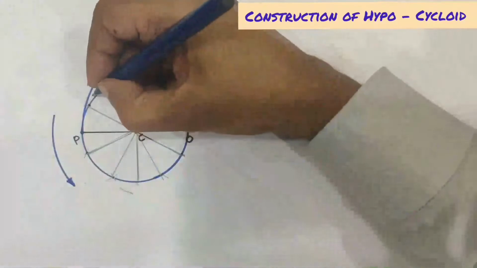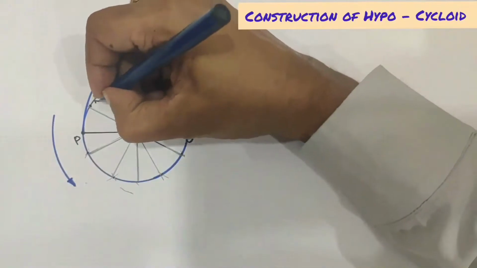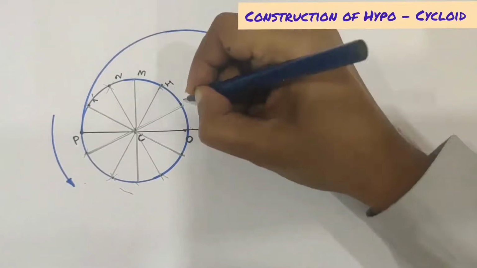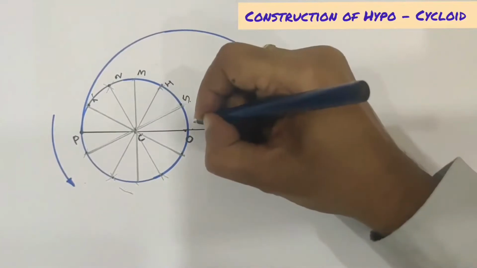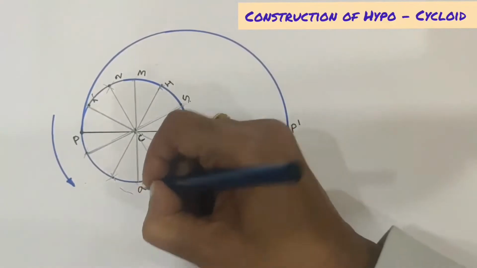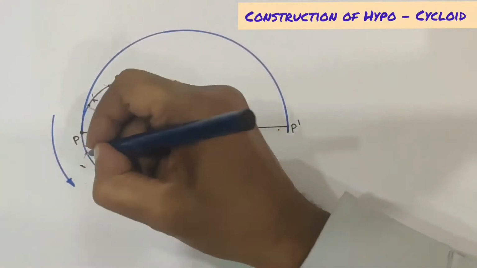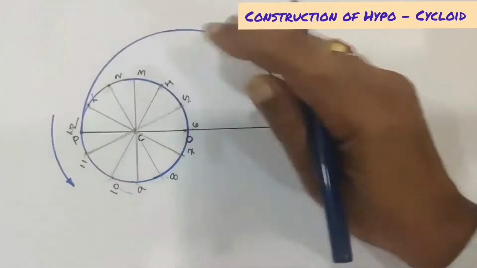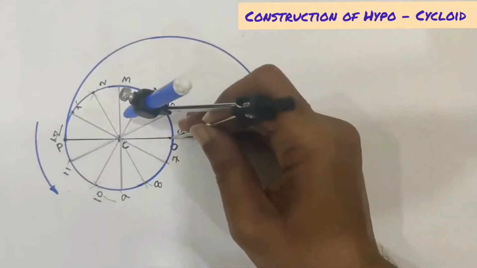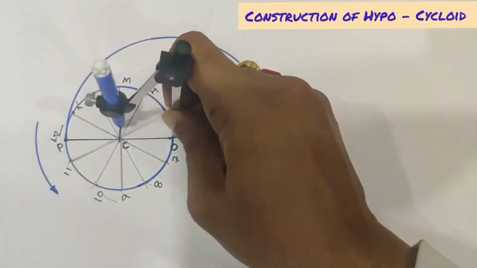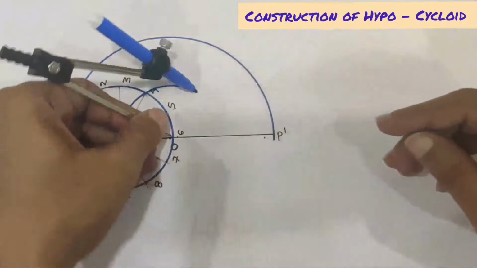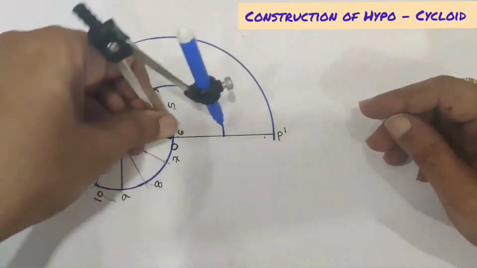Say 1, 2, 3, 4, 5, 6, 7, 8, 9, 10, 11, 12. After that, OC as radius, draw locus of path arc with an angle of 180 degrees.